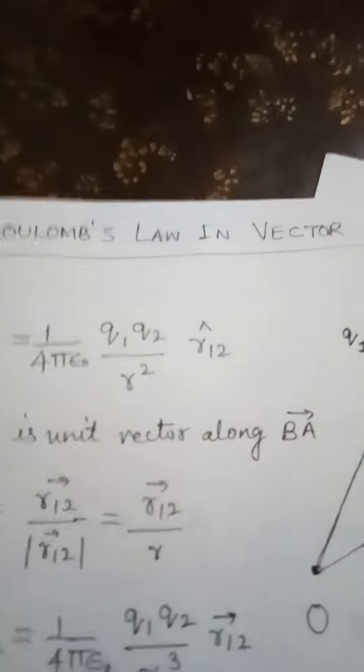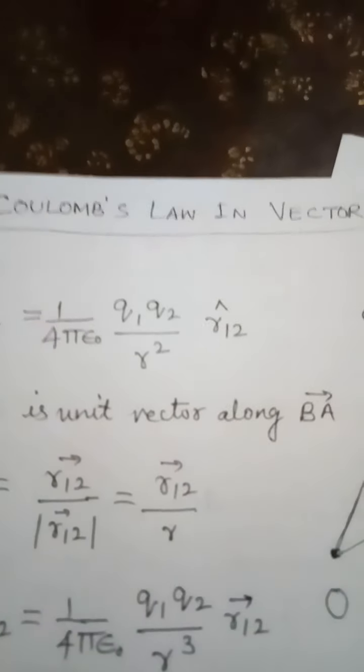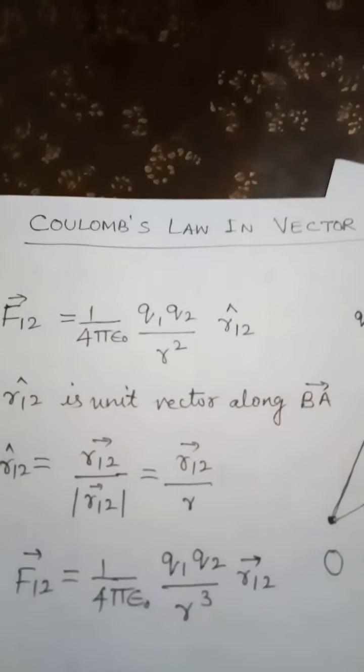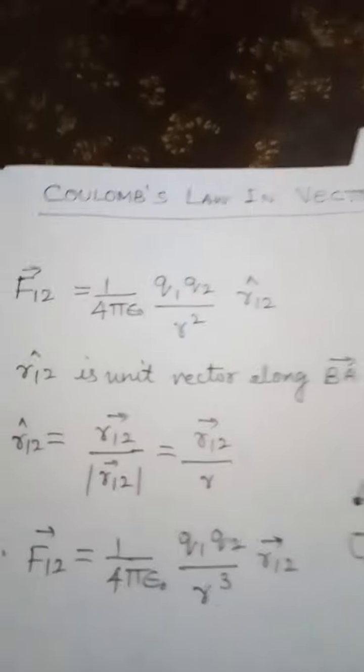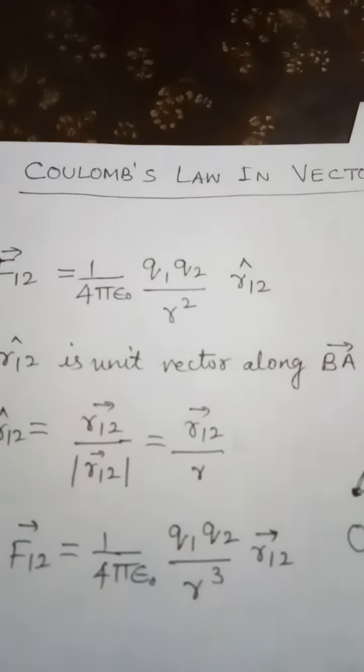Now we come to discuss, since force is a vector quantity, so far we have discussed only the magnitude of the force, which is 1 upon 4 pi epsilon 0 or k q1 q2 upon square of distance between them. But how to express Coulomb's law in vector form?